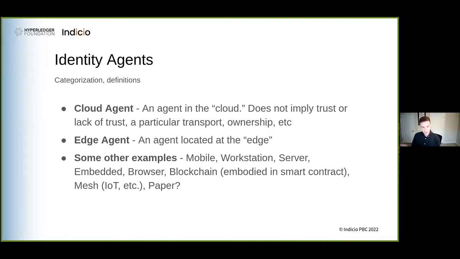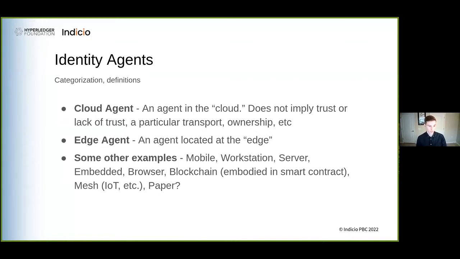So agents are often split up into a few different categories, or at least they're used to help us talk about different types of agents. A common one that you'll hear thrown around, I think, is cloud agent. As opposed to having any strong implications about the trust of that agent or whether it's using a particular transport or the ownership of that agent, cloud agent really is a description of the location of the agent more than anything else. It is an agent in the cloud. On the flip side of that, we have edge agents, which are agents located at the edge, with the same stipulation that that doesn't necessarily mean that we should or should not trust it or anything of that nature.